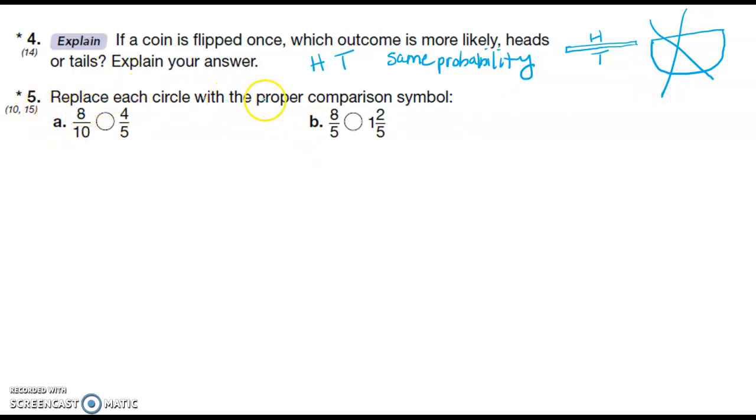We're just talking about a regular coin. Number 5, replace each circle with the proper comparison symbol. Now that means a less than, greater than, or equal to. And what I'm going to have to do is find, it's difficult to compare these because they don't have the same denominator. So what I'm going to do is I'm going to find 5 times 2 is 10. So this is 8/10. So this is equal. And then this is 8/5. So I'm going to have to divide, because we want to be able to compare apples to apples here, the same to the same. 5 goes into 8 once. 5, 3. So on this side I have 1 3/5. This has 1 2/5, so that's going to be greater.